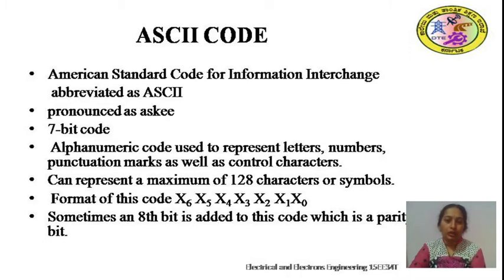Okay. Format of this code. What is the format of this code? This is a 7-bit code. The format is x6, x5, x4, x3, x2, x1, x0. Sometimes, while transferring data using ASCII code, an 8th bit is also added, which is used as a parity bit, which is useful in error detection.